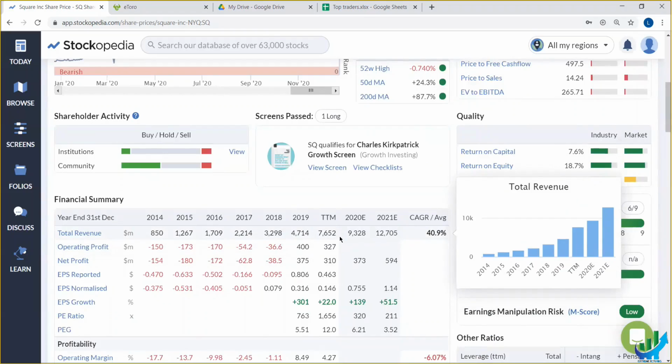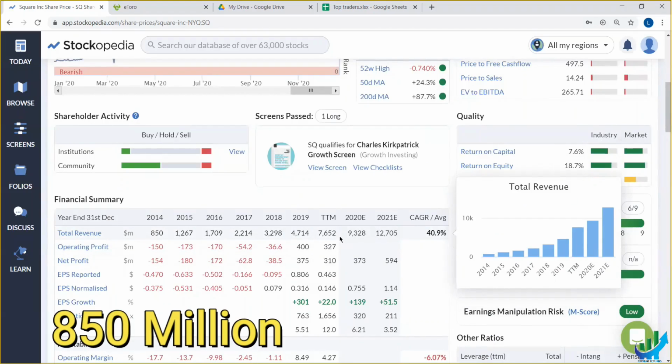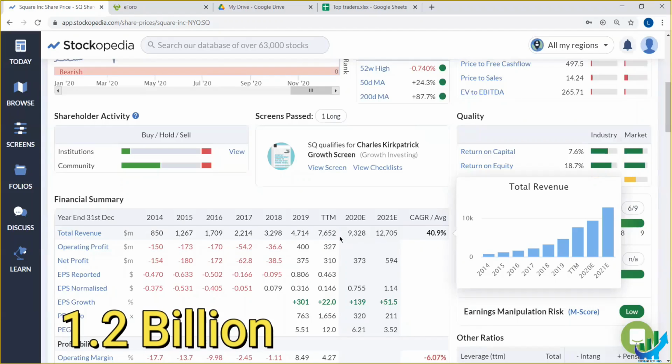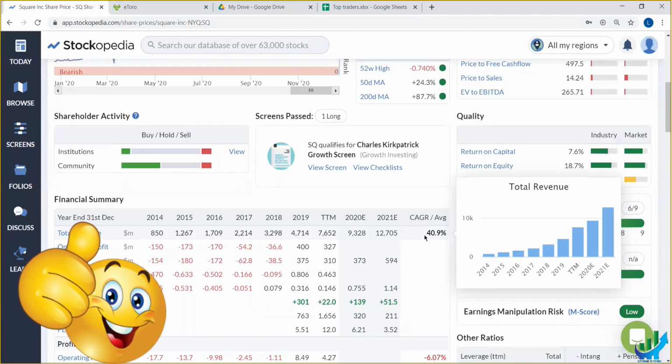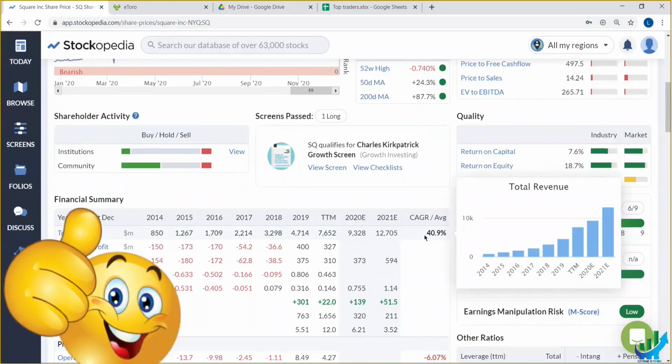So if you look at revenue, now this is important. This is one of the quality metrics we use. In 2014, it was 850 million, went up to 1.2 billion, 1.7, 2.2, 3.3, 4.7. The last 12 months updates show 7.6, so it's nearly doubled. And this is one of the companies that's doing really well in spite of the pandemic. And if you look at the CAGR, which means compound annual growth rate, it's nearly 41%, which is amazing for a company of this size. To be hitting 40% plus on compound annual growth rate is brilliant. And you can see from the graph that it is growing very fast now.